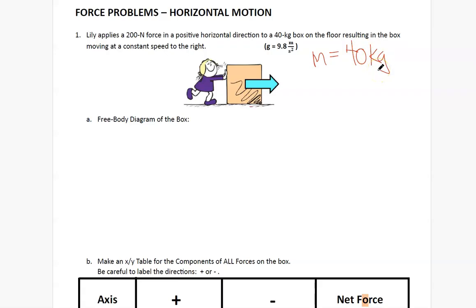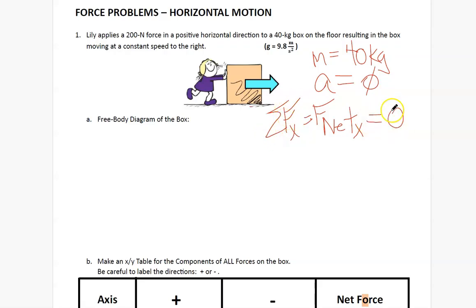What else do you know? Well, it's resulting in the box moving to the right at a constant speed. What does that tell you? It's a constant speed to the right. That's a constant velocity. Therefore, there's no change in velocity. Therefore, the acceleration is 0. Therefore, the net force in the horizontal direction, which is the same as the sum of the forces in the horizontal direction, is 0. So we already know quite a bit about this.